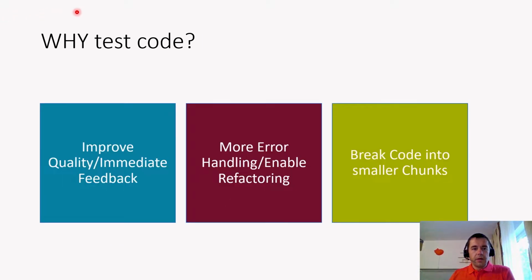Good. Why would we test code? So we have the benefits: we improve the quality, we get immediate feedback, we have more error handling, and it's much easier to refactor if we have unit tests in place. The side effect is that we, in the end, break the code into smaller chunks. It is much more modular.